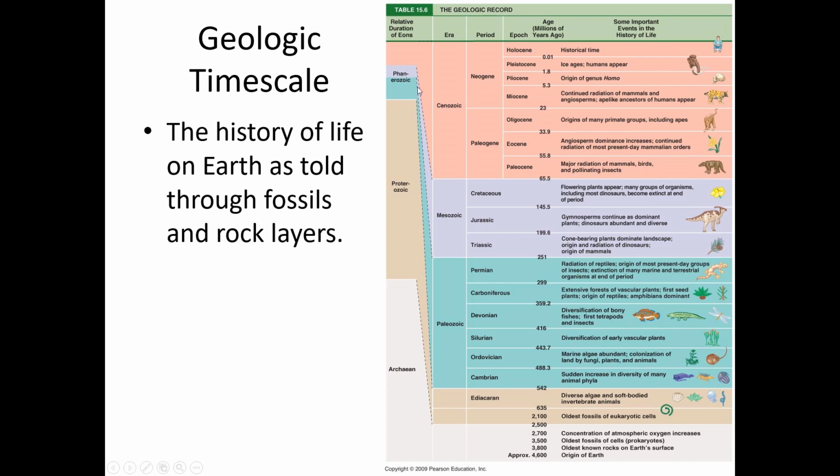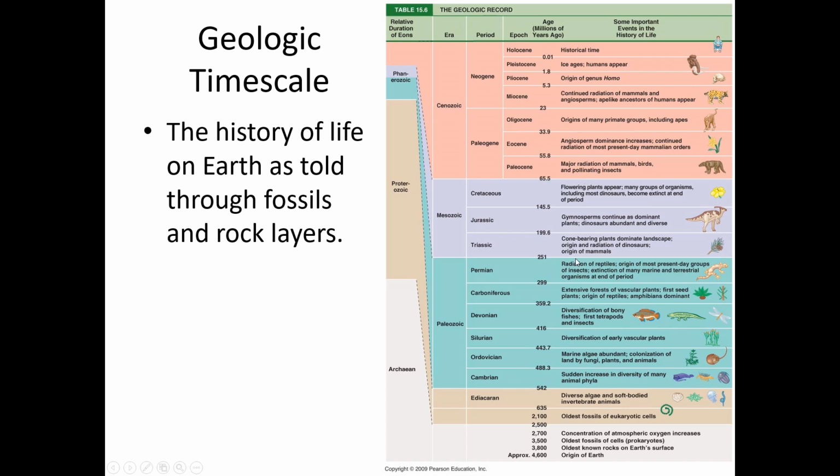The Phanerozoic eon is divided into 3 eras. The Paleozoic is the oldest of those, the Mesozoic is in the middle, and then the Cenozoic is the era that we're still in today. The periods are subdivisions of those, and what they're divided by is what was going on during that time period.